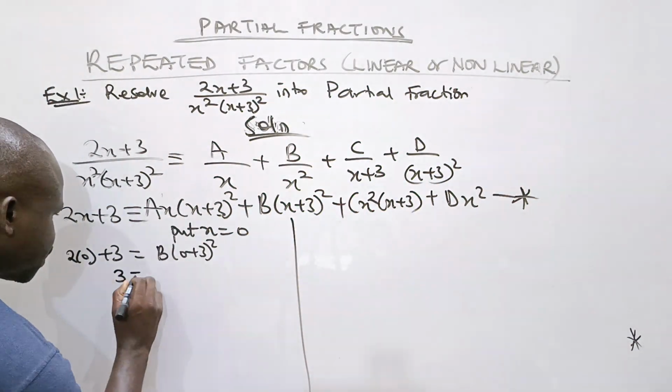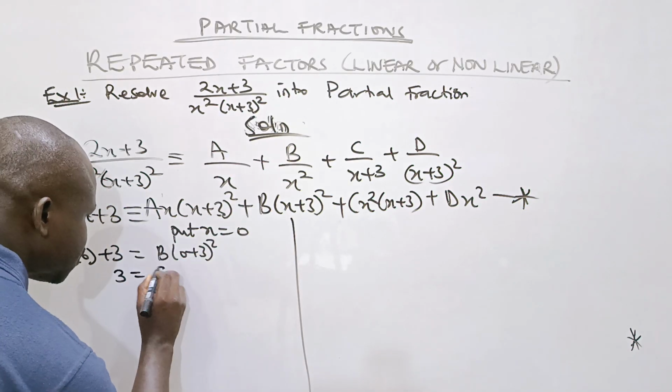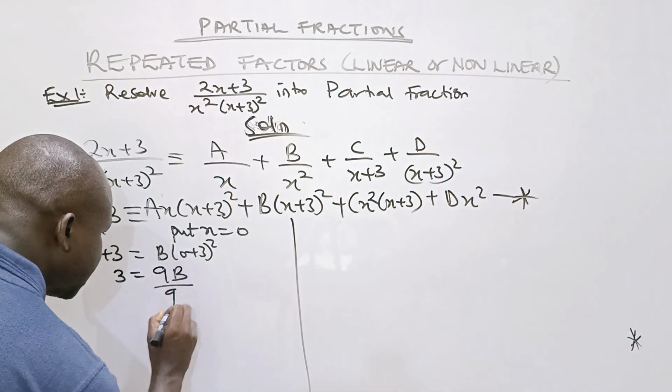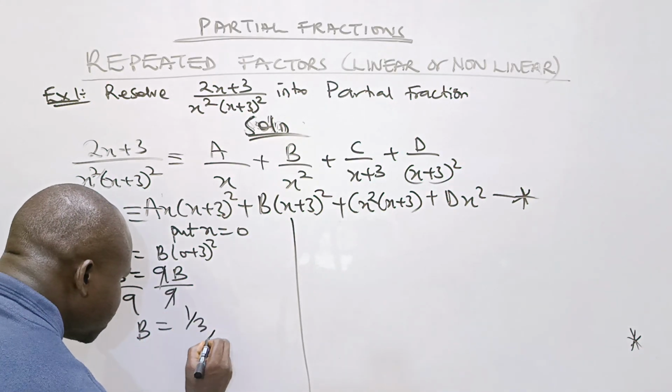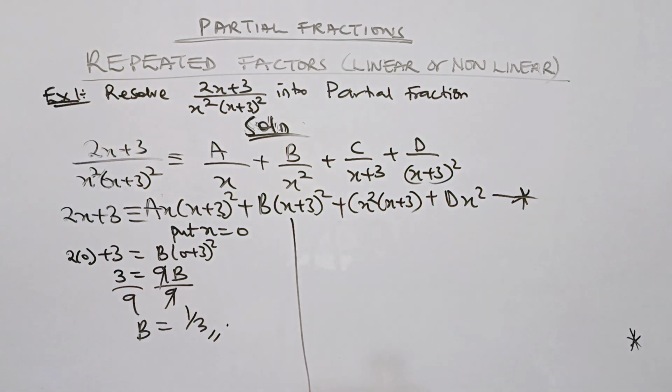So here I'm going to have 3 equal to 3 squared, which is 9, so it's equal to 9b. If I divide both sides by 9, at the end of the day, I'm going to get b equal to 1 over 3. I'll get b equal to 1 over 3.